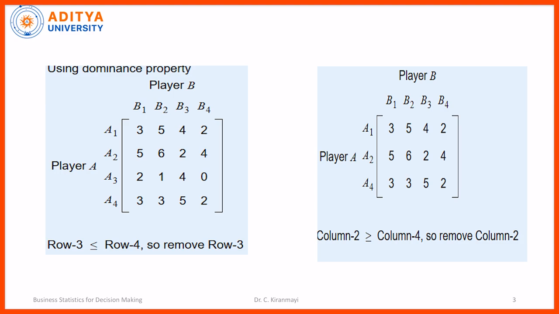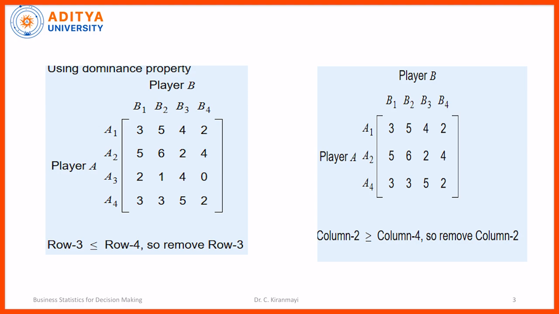When we have m by n or n by n games, and these games do not have a saddle point, in order to reduce the order of the matrix, or to transform the given m by n or n by n game to a 2 by 2 game, we have one technique in game theory which is called the dominance property.